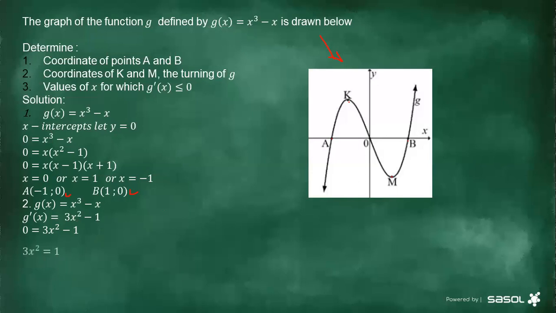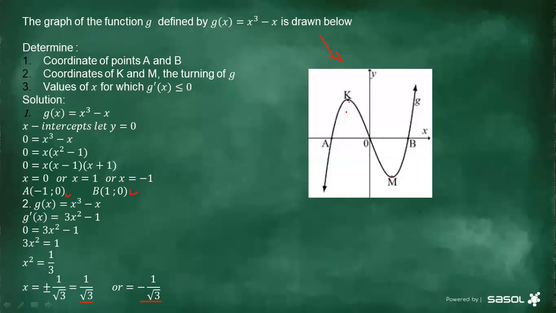Then you transpose that 1 to the left hand side. This is what you're going to have: 3x squared equals 1. Now, because we are solving for x, we are going to divide both sides by positive 3. Then you're going to have x squared equals 1/3. Then you put the square root on both sides, and you obtain plus or minus 1 over square root of 3. Remember, I say plus or minus, so I separate the two. This is going to be the positive one, and this is going to be the negative one.